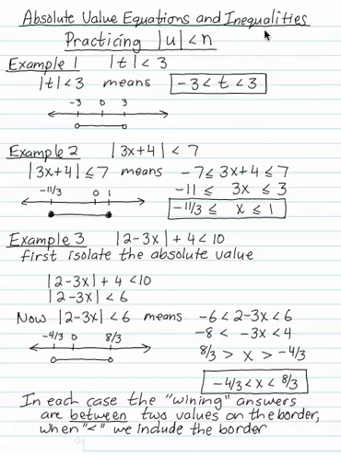What about the case where you have the absolute value of something is less than something else? Absolute value of u is less than n. The magic word to remember here is between.